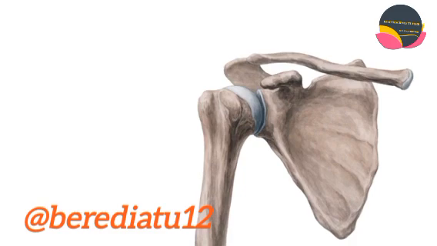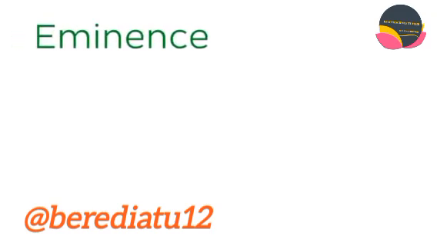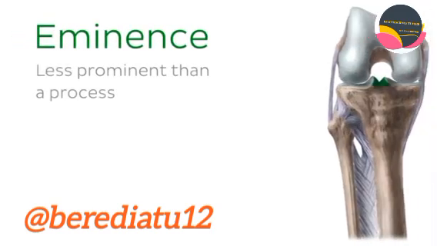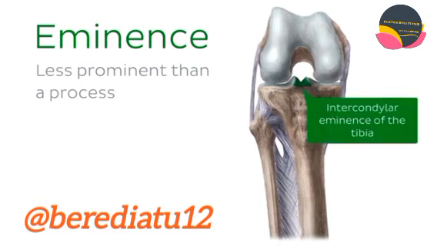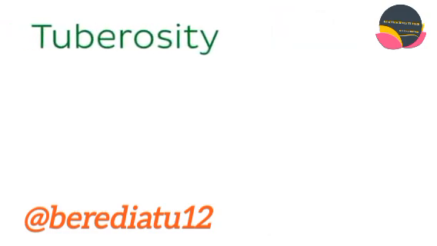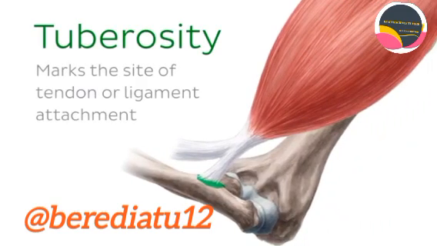Let's begin first with some terms for projections. A process is one of the most common types of bony projection, for example, the coracoid process of the scapula. Eminence, which is also a type of bony projection, but generally less prominent than a process. The intercondylar eminence of the tibia, for example. Another type of projection is a tuberosity, a large, generally rounded eminence which sometimes marks the site of tendon or ligament attachment, an example being the radial tuberosity.